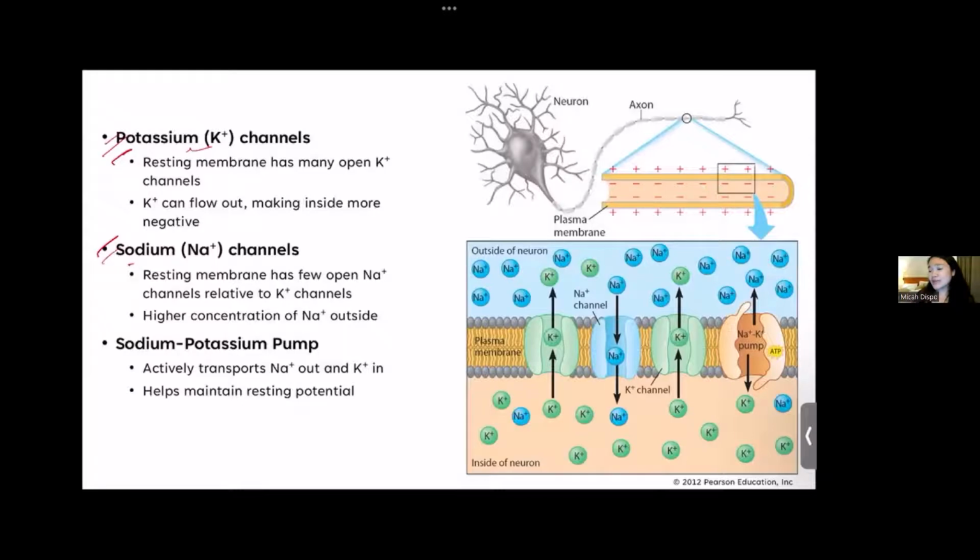To maintain the resting potential, which is at negative 70 millivolts, we have the sodium-potassium pump. This pump works actively, meaning it utilizes ATP. Recall that lecture on membrane transport. They actively transport sodium ions out of the cell and potassium ions into the cell. This maintains the resting potential. So this is what happens in a resting neuron.